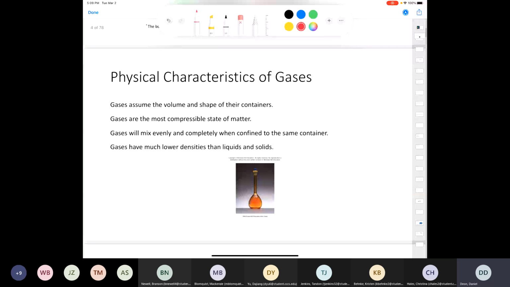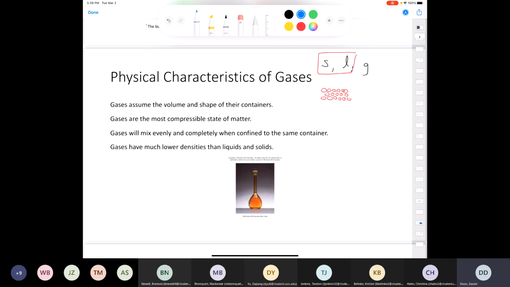Now, what about the physical characteristics of gases? If you go back earlier in the class, we talked about solids. If you have a solid or a liquid or a gas, the particles in solids and liquids are really packed closely together. Again, this is true for both the solid and the liquid phase. Now, we know that in the solid phase, there's no movement of those particles, but in the liquid phase, there is movement of the particles. They can slide past one another.